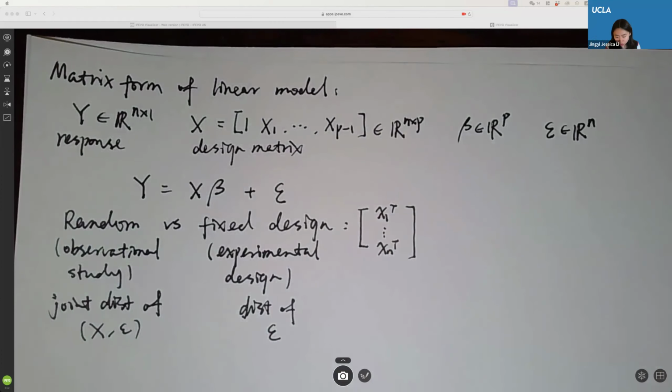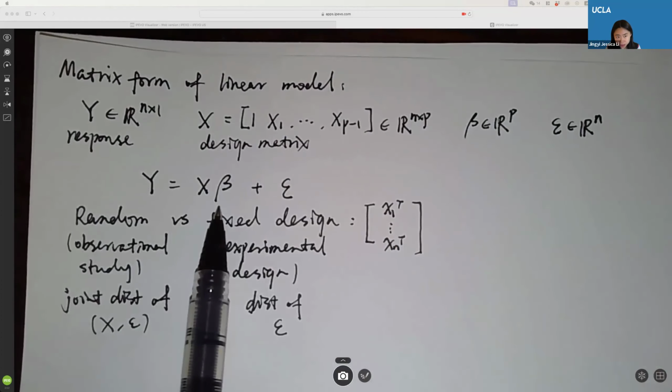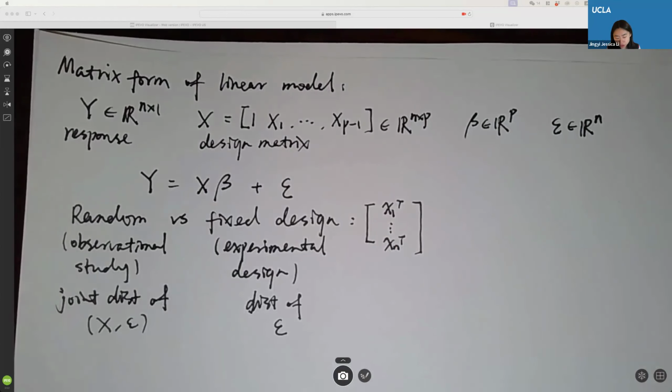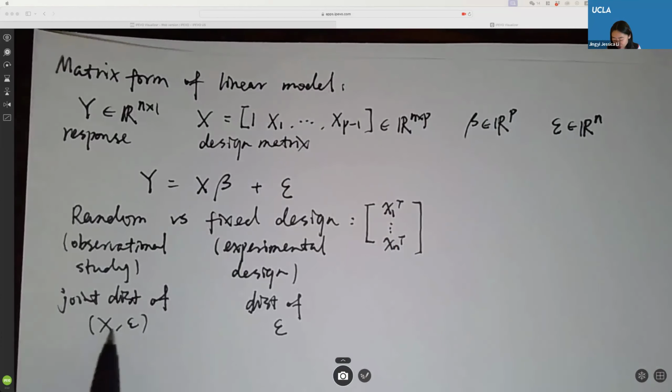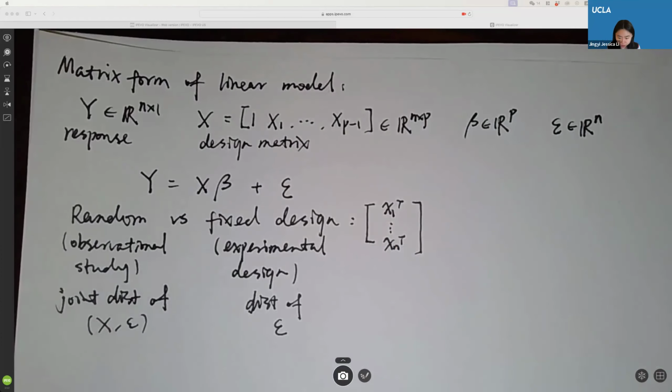But what consequence does this have for our inference of beta? Because beta is our parameter of interest, the effects of the coefficients we're interested in. So how would the consideration of fixed design versus random design affect the inference for beta? That is a question we'll see later. Okay, so let's continue with the likelihood we wrote last time, if you recall.